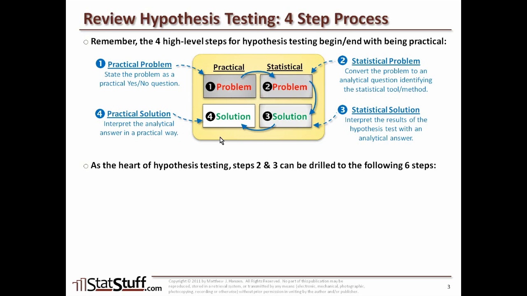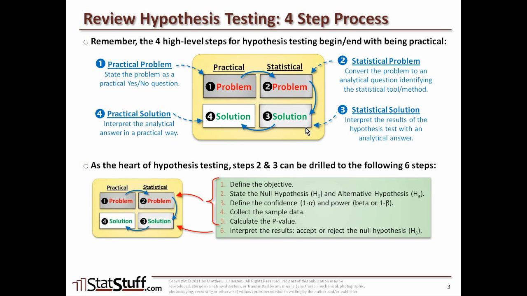And at the heart of doing the hypothesis testing, again, for steps 2 or 3, that's where we drill down to 6 additional sub-processes or sub-steps in order to figure that out. So it starts off with defining the objective. Then we want to state the null and the alternative hypotheses. Then we define the confidence level and the power levels based off of the alpha and beta risks that were identified. Collect the sample data, and we want to calculate the p-value. All these are part of building this statistical problem. And then once we've done that and run the test, we interpret the results. This is going to be the point where we decide whether we're going to accept or reject the null hypothesis. This is what we'd follow when we want to go through the formal hypothesis testing.